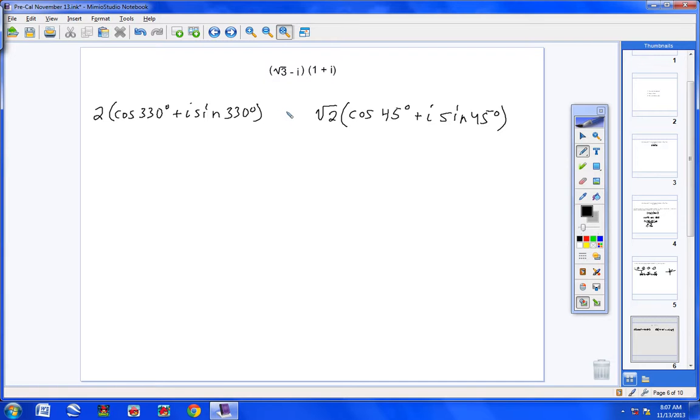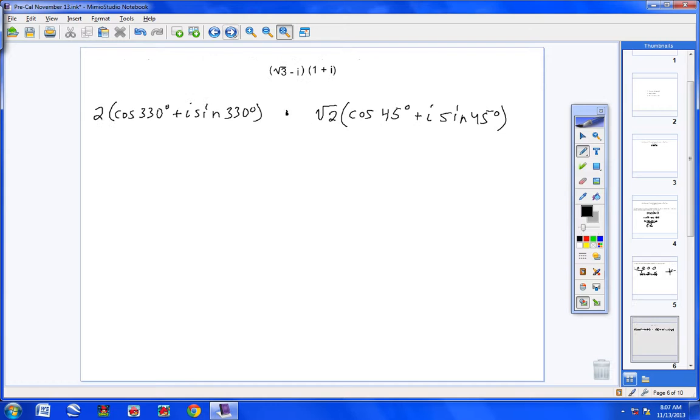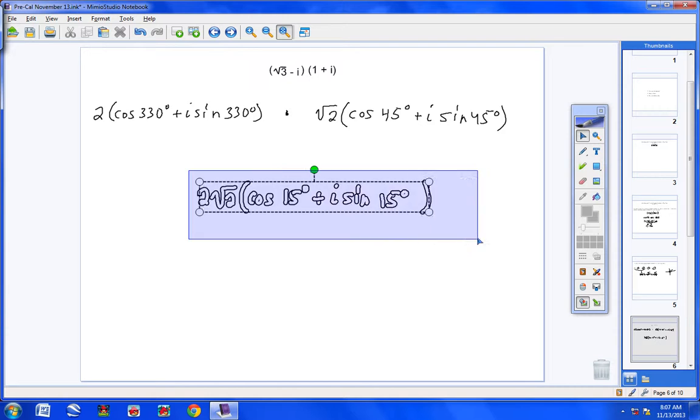Now I did know that this was going to be the exact same problem, but I wanted you to see that you can first take this right here and convert it over to trig form and then do the multiplication. And now this ends up being the exact same problem we have over here, which is fine. So we already know 2 times square root of 2 is 2 square root of 2. And then when you add your angles together, you'll get 375. So instead of putting 375, we're going to put this and this. All right? 15 degrees.